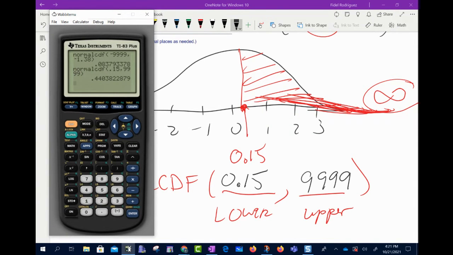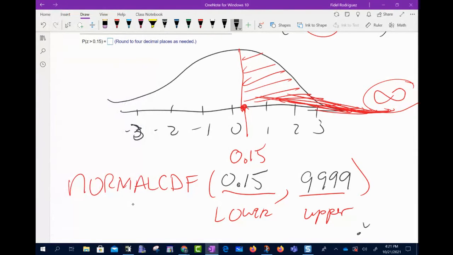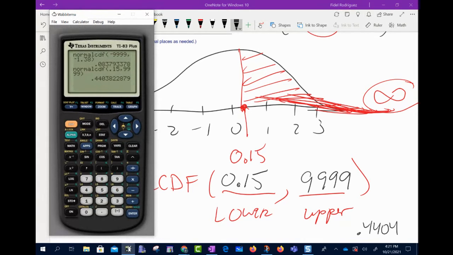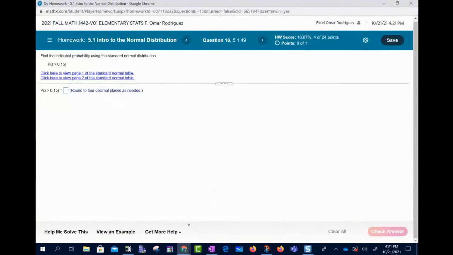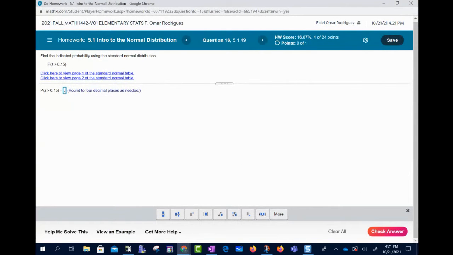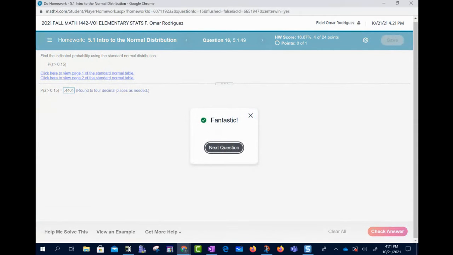The number that I'm coming up with is 0.4404. So 0.4404, because again, I am going to 4 decimal places. Since that number to the right of the 3 is an 8, I need to bounce it up. And so right here, I'm going to type in 0.4404, and we're going to check our answer, and we got it.